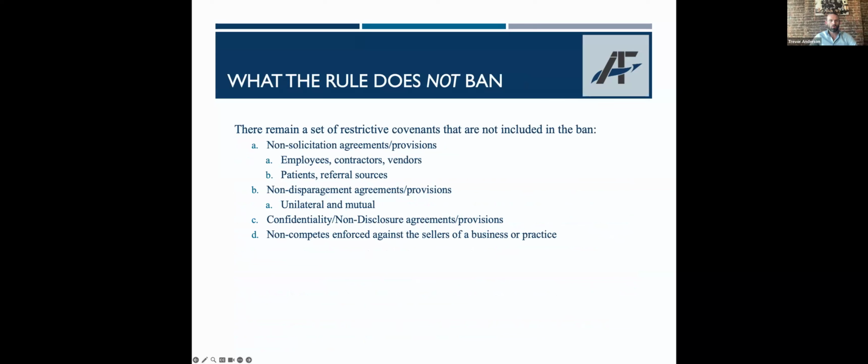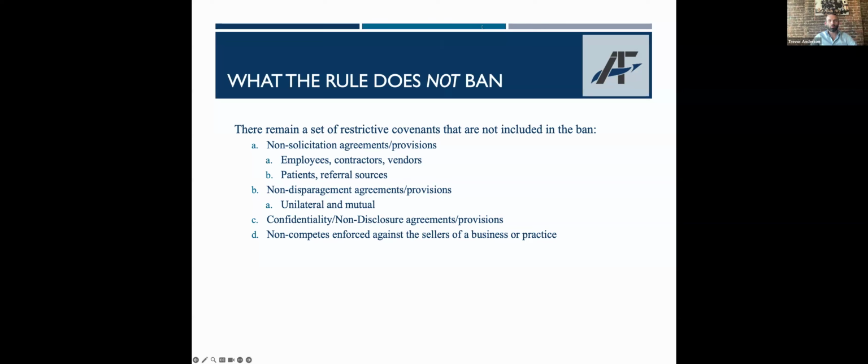All right. What does the rule not ban? Okay. So as I had mentioned earlier, oh, actually, I see that there's a question before I move on. Yes, it will be adjusted for inflation. The metric at which it gets adjusted is yet to be determined. I would imagine it's going to be tied to CPI. But yes, it will go up. Great question.